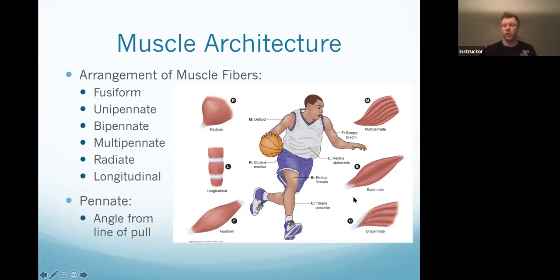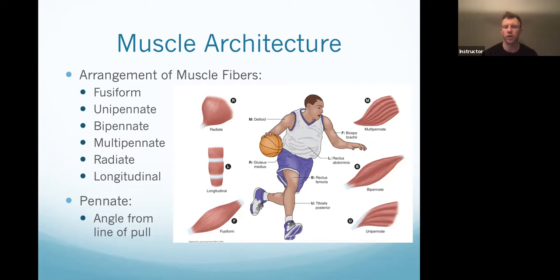And then you have your bipennant. Bi just means two. It almost looks like a feather if you look at that picture, right? So it's got two different lines of pull there. Your rectus femoris, which is the big muscle in the middle of your quad. And then you have unipennant, which is going to be down here. Again, just think single angle from a single point going forward, all in one direction, or line of pull, excuse me.